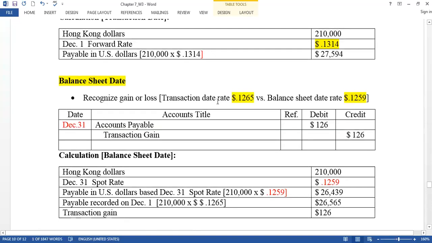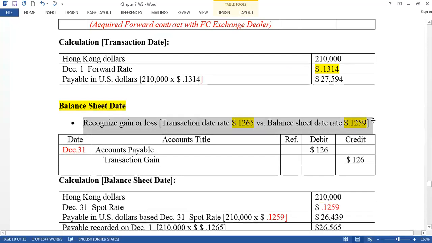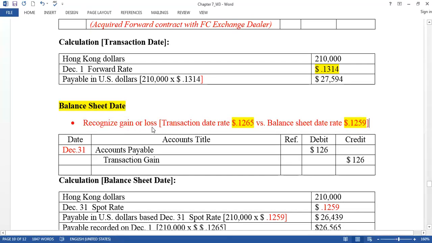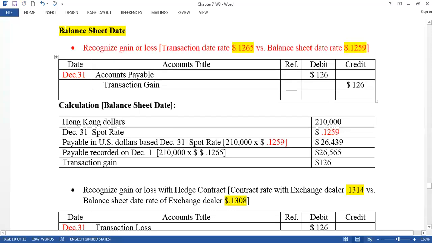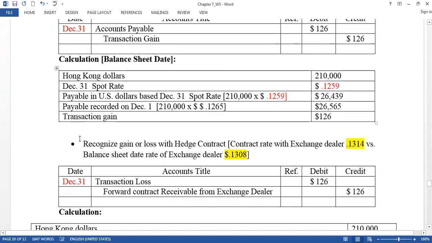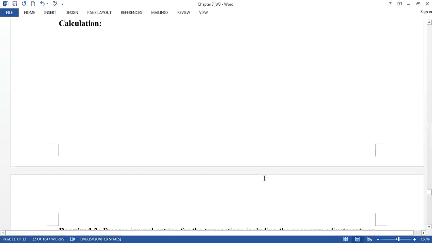Balance sheet date came, and on the balance sheet date we again have two journal entries. You can see here, we recognize gain or loss based on the transaction date and based on the balance sheet date. This is the first journal entry. We have to have another journal entry, also gain or loss. We are going to recognize gain or loss with the hedge contract. So here you can see that.